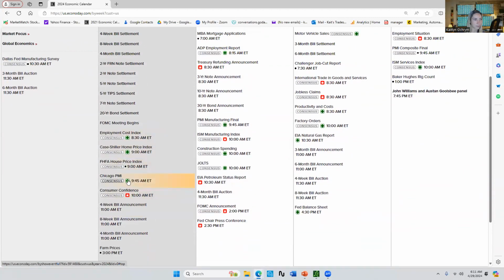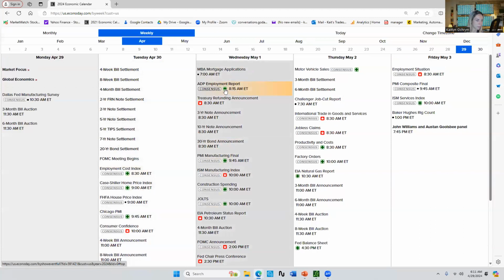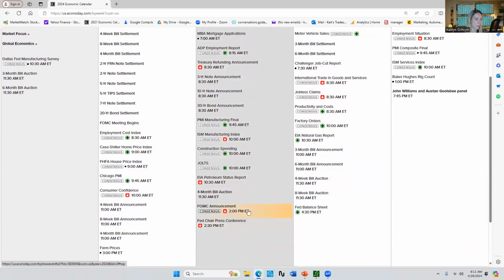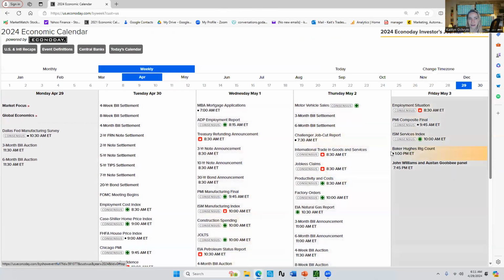We'll have Chicago PMI and consumer confidence. Those are big market moving reports. Tomorrow will also be the employment report, JOLTS, construction spending, let's see, oil report, and more importantly, the FOMC announcement. So FOMC announcement is one of the bigger ones that causes significant volatility in the markets, followed by the Fed chair press conference. So we may see a little extra chop and volatility today as we prepare for the FOMC announcement later this week. And then also Thursday, Friday as well.